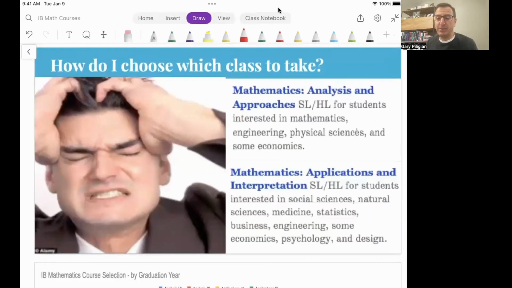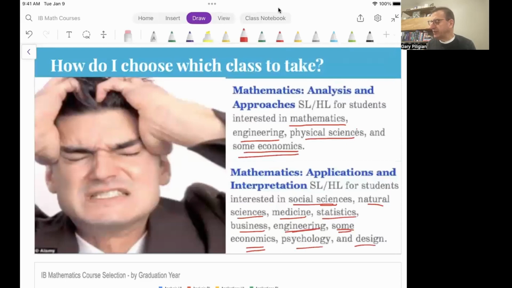This comes from the IB. The Math Analysis and Approaches course is good for students interested in math, engineering, physical science, and some economics. Whereas applications is good for students interested in social sciences, natural sciences, medicine, statistics, business, engineering, that's interesting, it appears in both places, some economics, that appears in both places, psychology and design. So you can see there's a broader mix of topics that applications is recommended for.